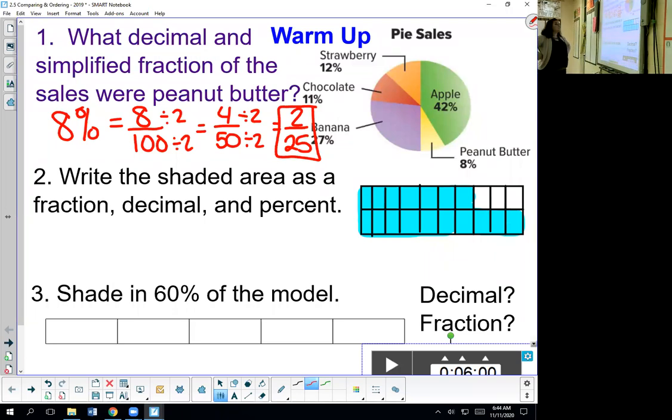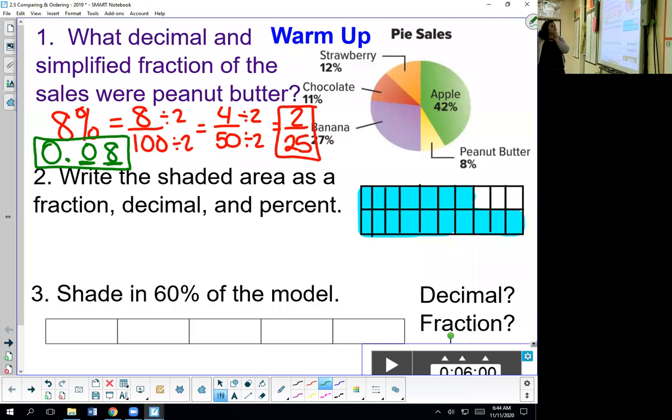But it also asks, what is it as a decimal? So think about how you say 8/100ths, how would you write that? So 8/100ths needs to be in the hundredths place, right? So it'd be 0 point, this is the tenths, this is the hundredths, so 8/100ths, so this would be a 0.08. So this is what it looks like as a decimal.